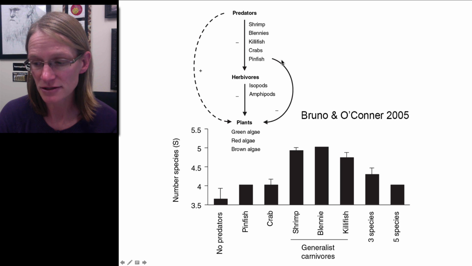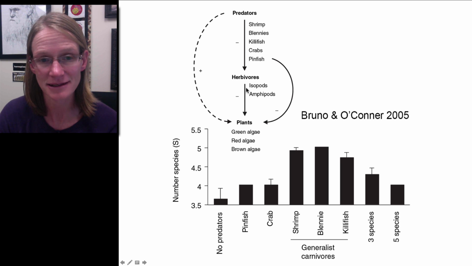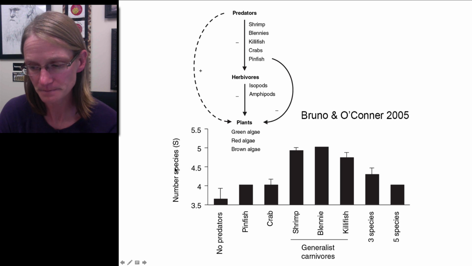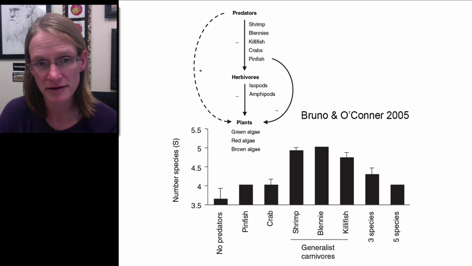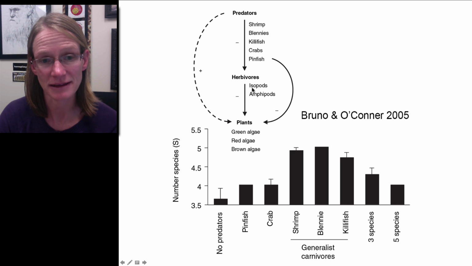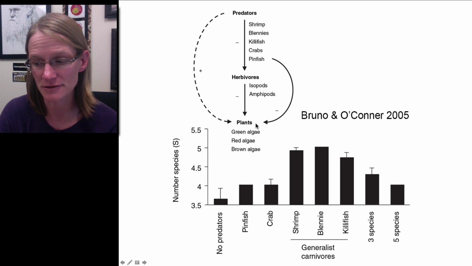What they were trying to do was understand, if each tank started with the same number and volume of plants and herbivores, and they simply manipulated the number of predators, whether they could see some relationship in terms of the total species richness of plants. It's worth noting that most of the predators were strict carnivores, meaning they only ate herbivores and didn't eat plants. Pinfish was the one example that was not the case. They were omnivorous, so they would eat herbivores, but they also ate algae.